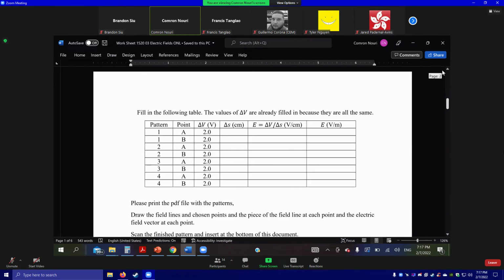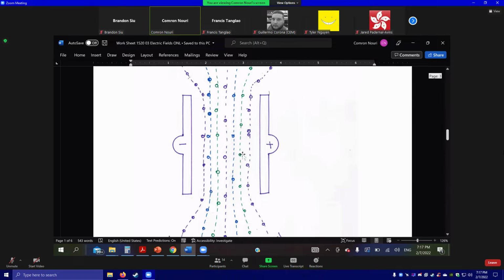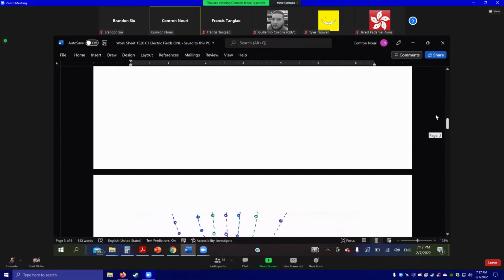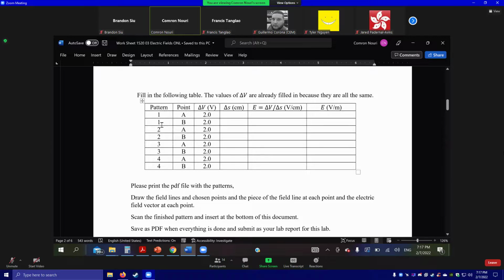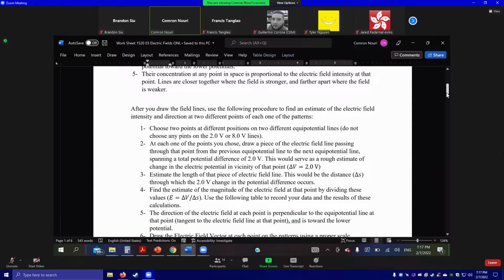And now what we want you to do is, for each one of these patterns, you choose 2 points, A and B, on one of these equipotential lines, not on the first one and not on the last one. And we want you to calculate the electric field intensity at that point, and its direction. So for each one, 2 points. So you have a table here, say pattern 1, point A, point B, pattern 2, point A, point B, and so forth, okay? And I'm going to explain how you calculate this. This is the procedure for you to do that.